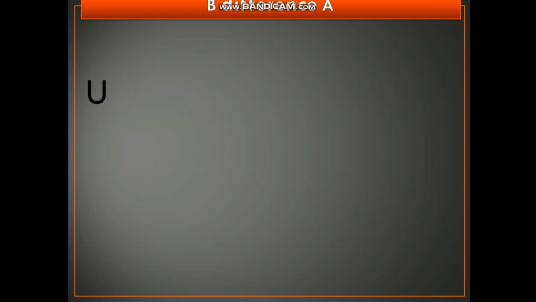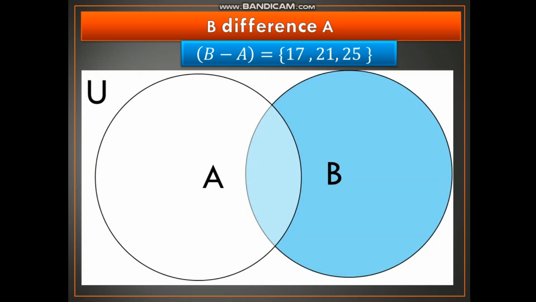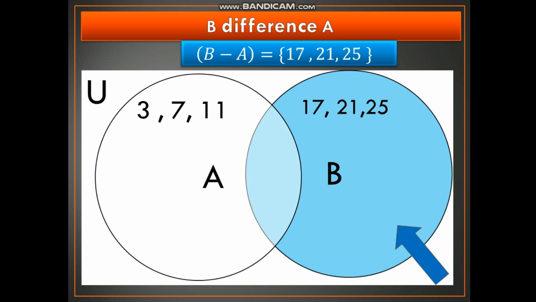So our answer is B difference A, those elements which are not present in A. This portion has those elements which are not present in A: 17, 21 and 25. Good. So this is our answer. This blue area is our answer; the arrow is showing that blue area. So B difference A we will get like that.